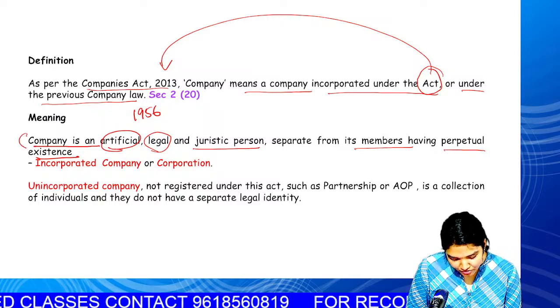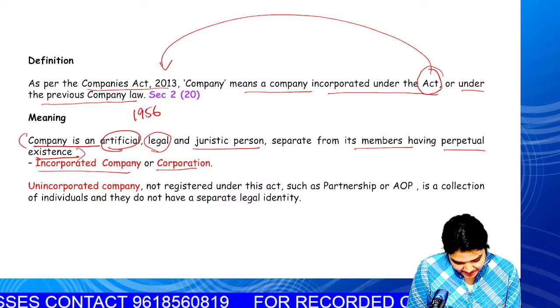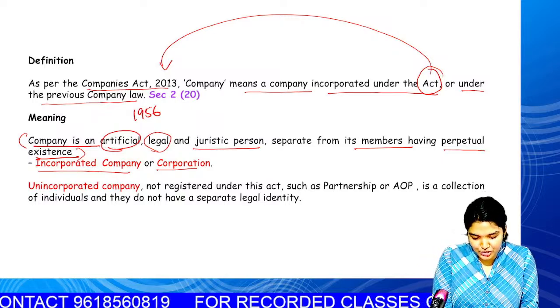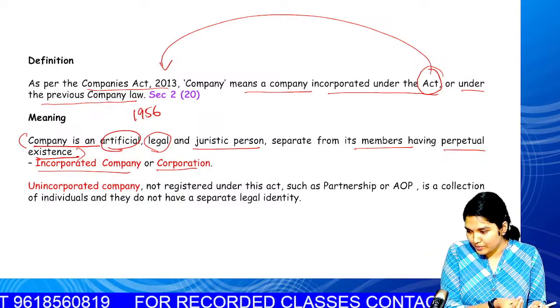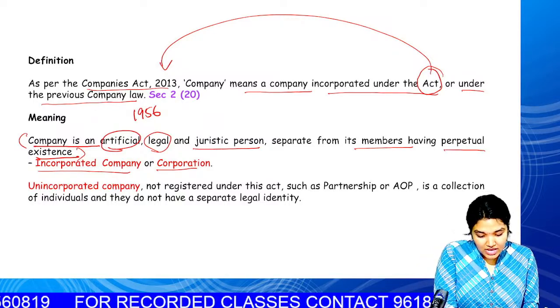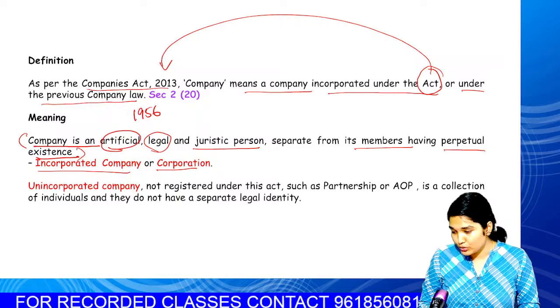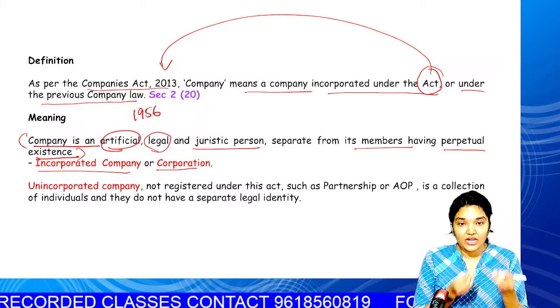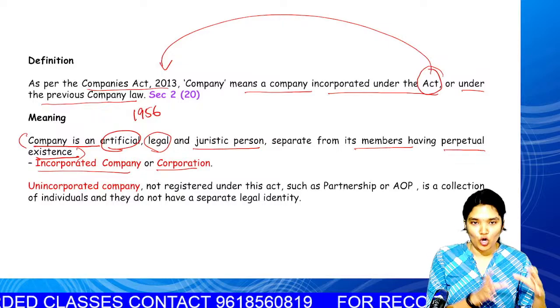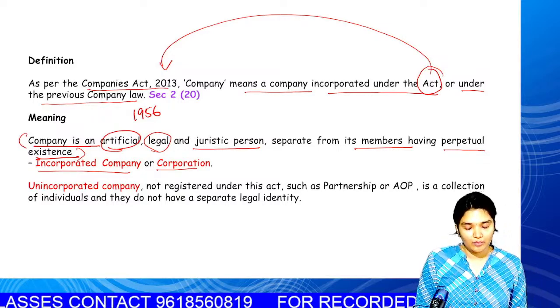So the meaning of an incorporated company is this sentence: the company is an artificial, legal and juristic person, separate from its members, having perpetual existence. So this is the meaning of an incorporated company or a corporation. What about an unincorporated company?